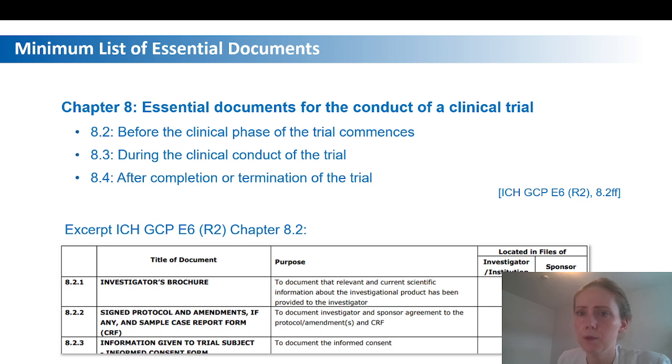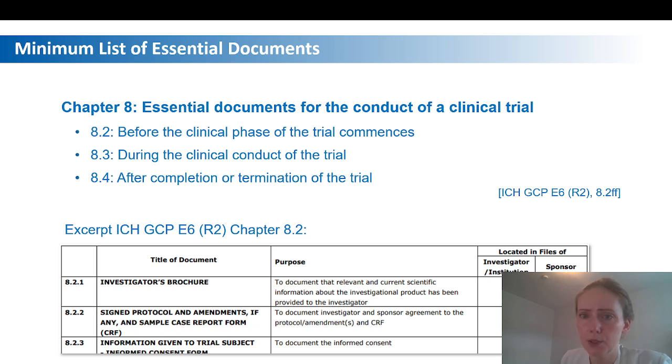But where can we find the information on what exactly is counted as an essential document? Chapter 8 of ICH-GCP provides a list of documents organized in document categories, which are essential to provide evidence for details on the clinical trial conduct and compliance with all applicable regulations. The various documents on the list are grouped in 3 sections according to the stage of the trial during which they will be generated. Chapter 8.2 is a list of documents that should be generated during the planning stage and be filed before the trial formally starts.